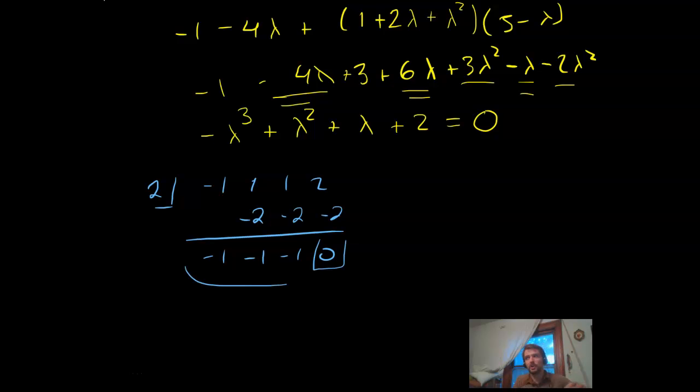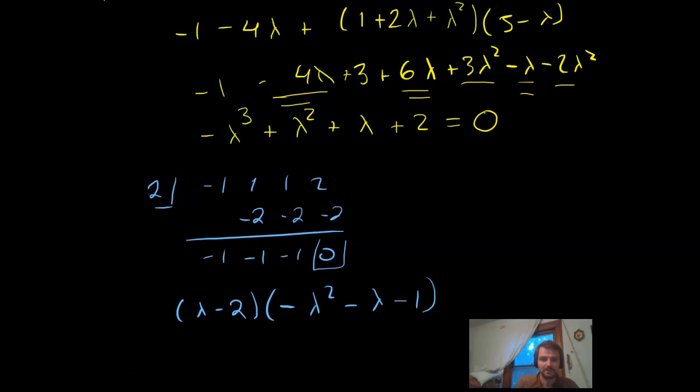And this right here tells me the coefficients of the rest of it. So this would relate to lambda minus 2, since 2 is a root. Then we'd have -1 times lambda squared minus lambda minus 1. And you know what? If you're not happy with that, you can stick the negative way out in front and make these all positives. That might make it a little bit easier on the next step. So this is equal to 0.